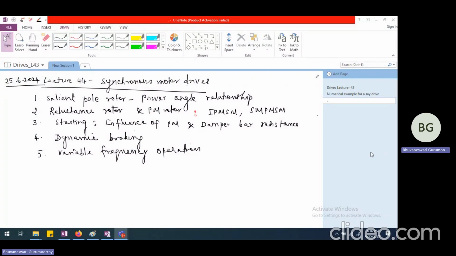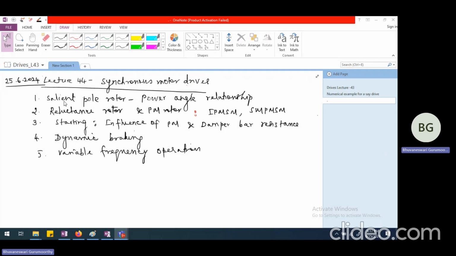Good afternoon. We are continuing with synchronous motor drives further. In the last few classes, we had looked at hunting oscillations, then V and inverted V curves of the synchronous motor after deriving the power angle relationship for a cylindrical pole synchronous motor. So today we are going to look at mainly 5 things if time permits.